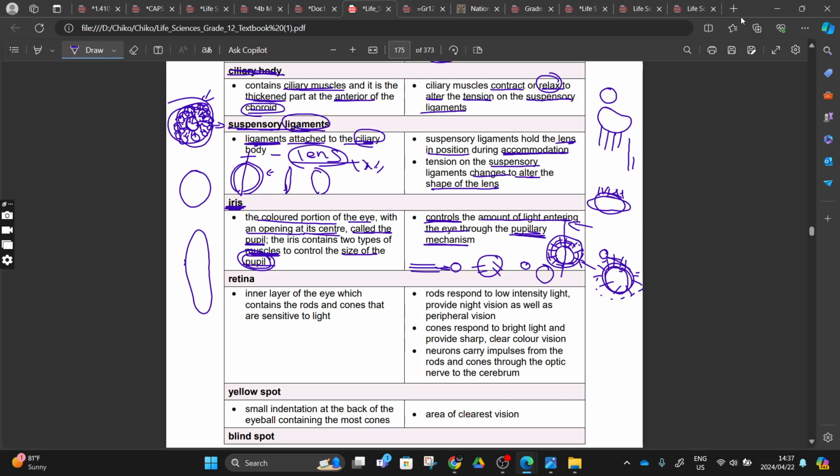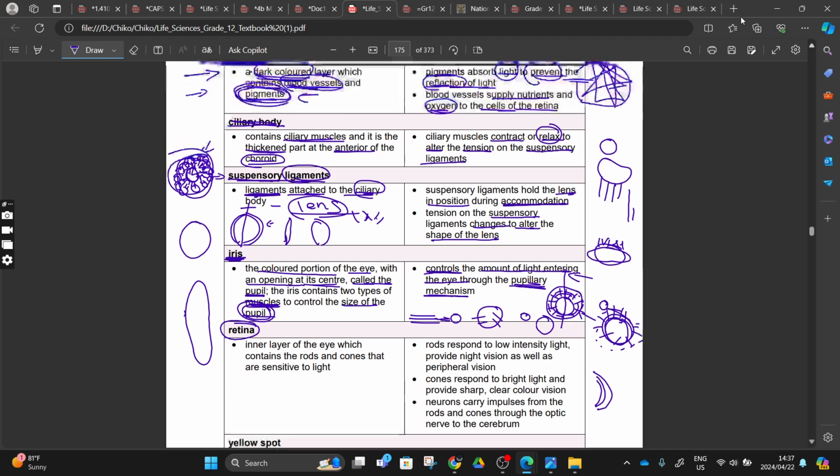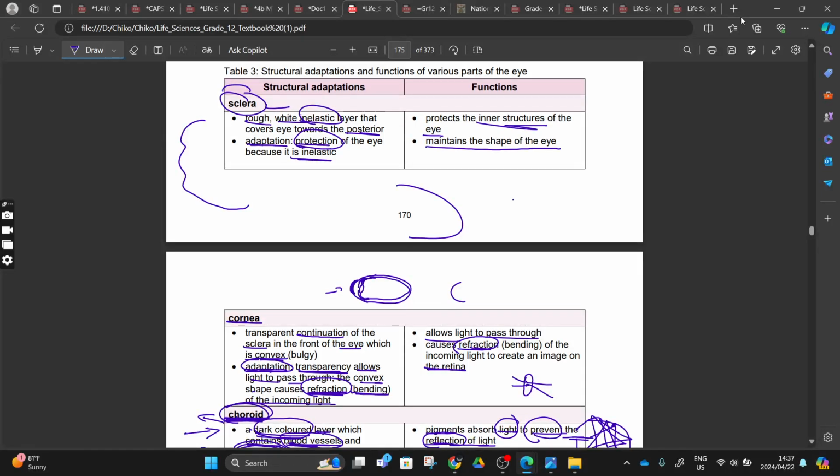From there, that part we know, and we go and talk about the part called the retina. We have three layers. One, the outer layer, sclera. The second layer, choroid. The third layer, retina. Right? Don't forget, don't mix choroid with cornea. We have cornea.